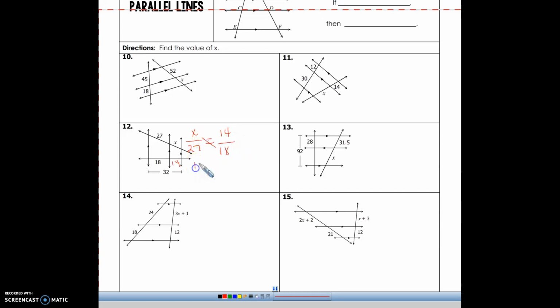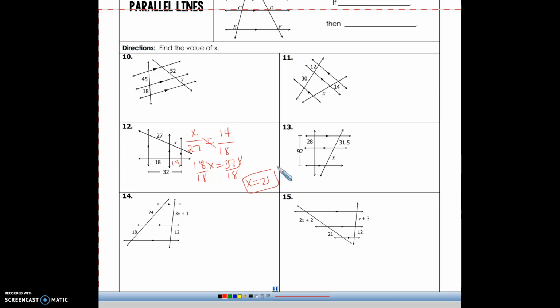Cross multiply: 18x equals 378. And then divide by 18. And that gives me 21. Okay, you try 13. Pause and try 13.